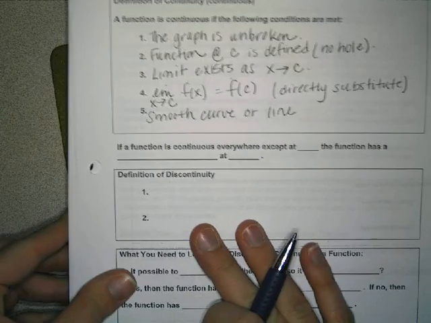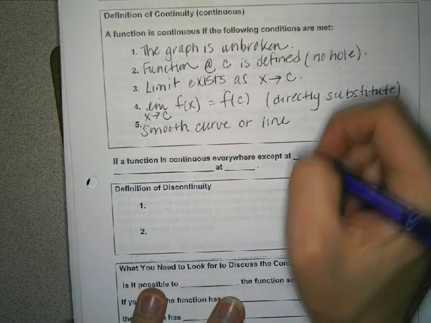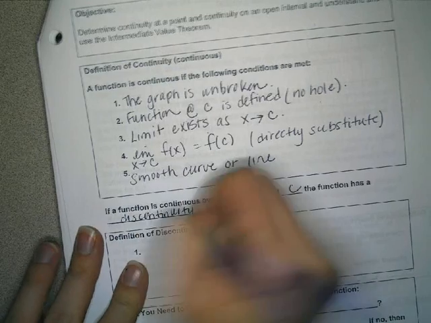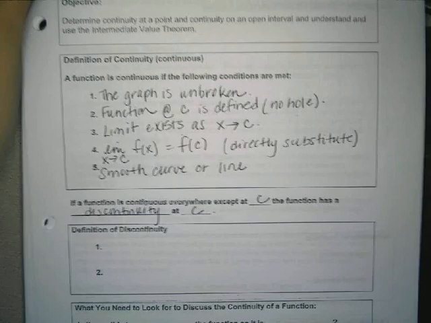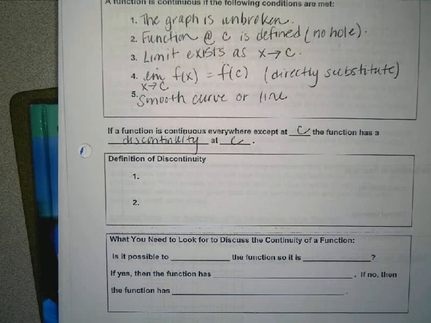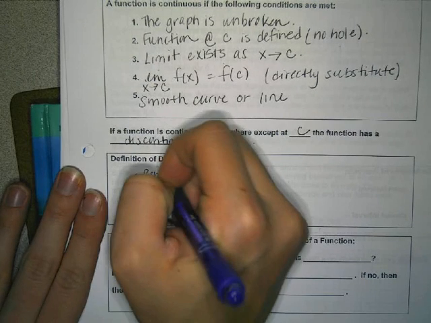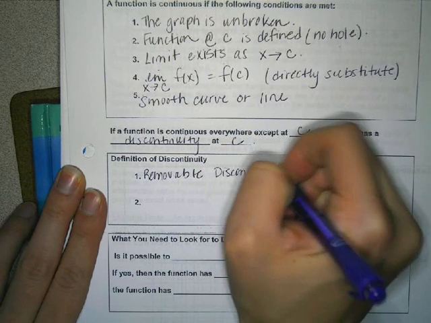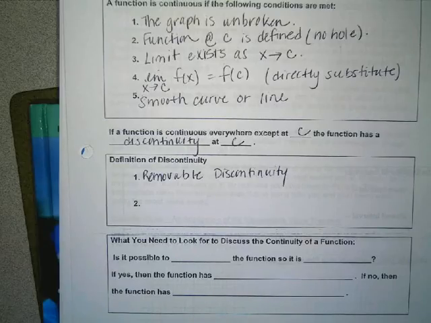If a function is continuous everywhere except at c, we would say the function has, surprise, surprise, a discontinuity at c. Some of this is pretty straightforward, but I do want to make sure that we're familiar with the way these are phrased, since you will have questions that ask you about discontinuity and continuity. So, definition of discontinuity, we've already touched on this today too. You have two kinds. You have removable discontinuity, and you would have questions that ask you, is this removable or non-removable?